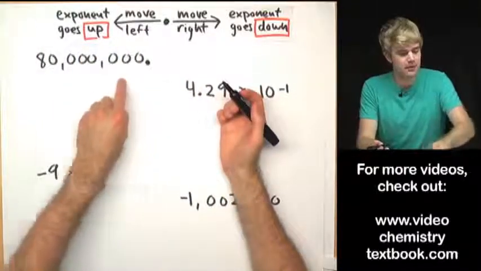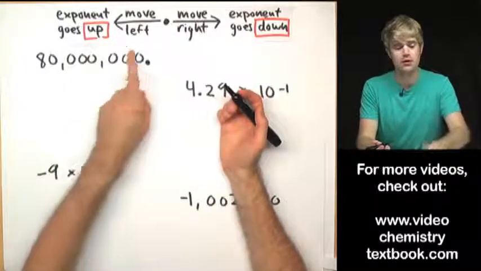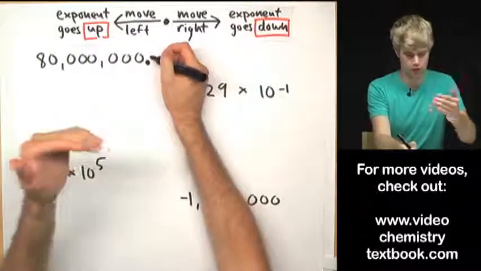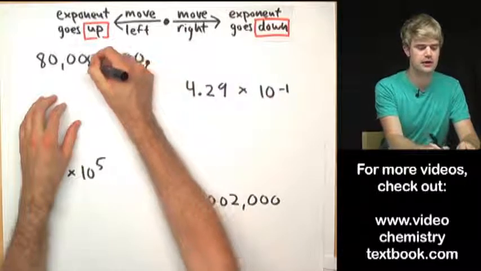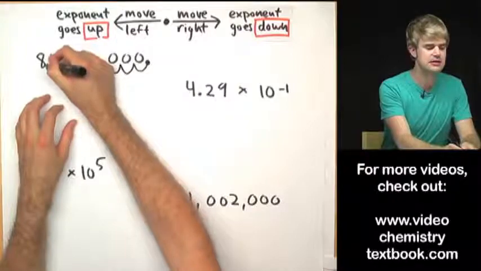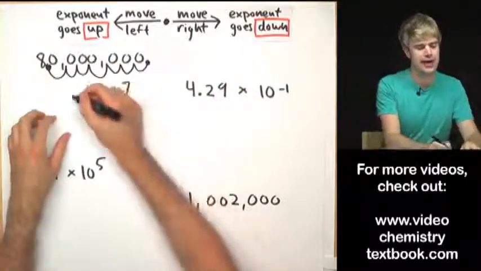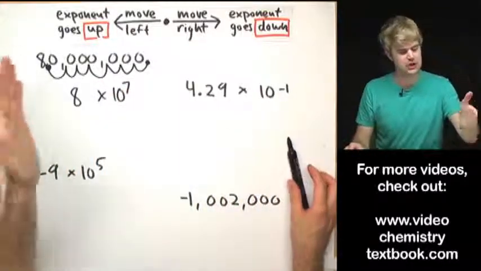And since I'll be moving it to the left, the exponent on 10 will be going up. We start at 10 to the 0 because it's not yet in scientific notation. We're moving up, 10 to the first, 10 to the second, 10 to the third, 10 to the fourth, 10 to the fifth, 10 to the sixth, 10 to the seventh. So that's that part of it. And now I'm going to do 8, and what else? Nothing else, okay? It's just 8.